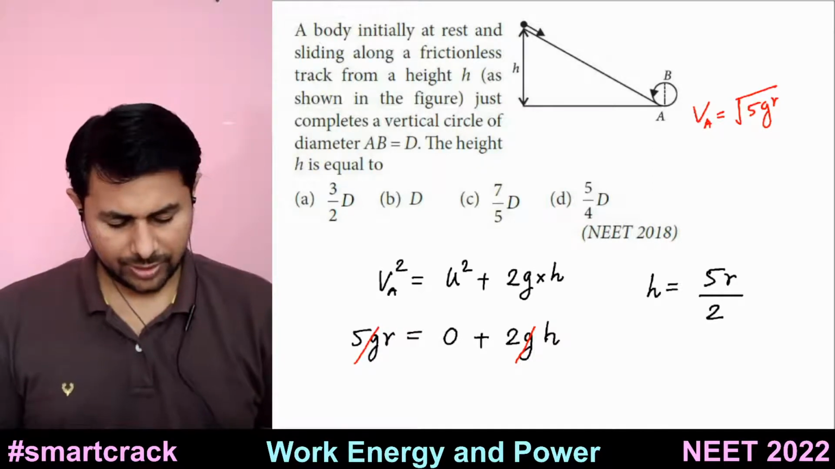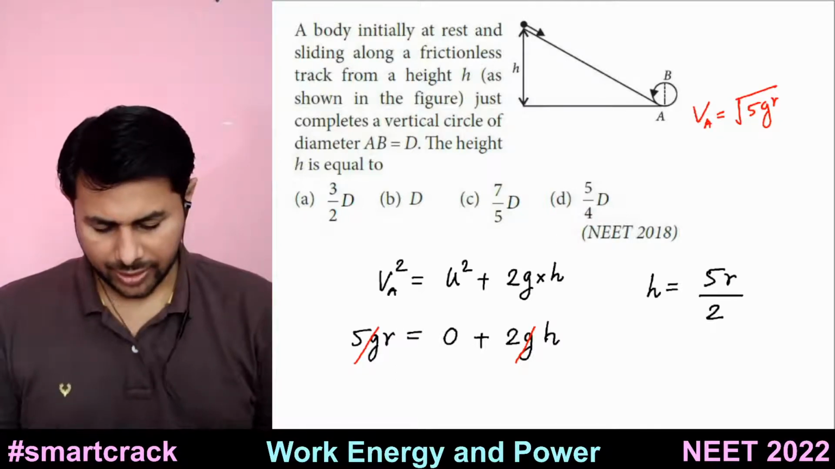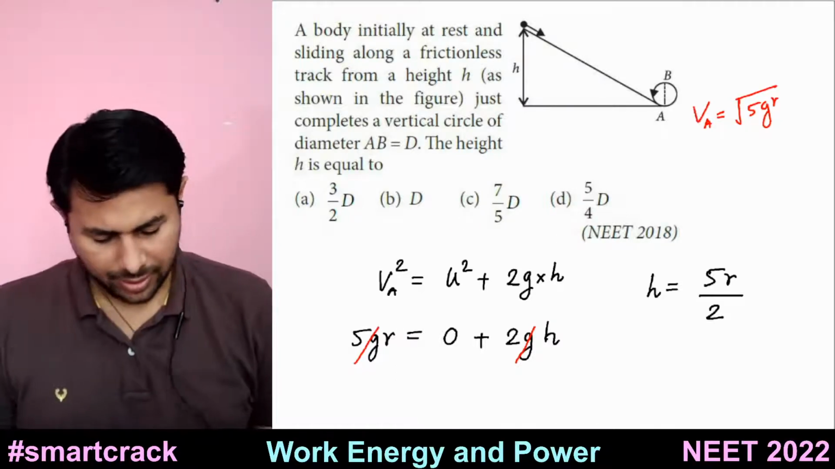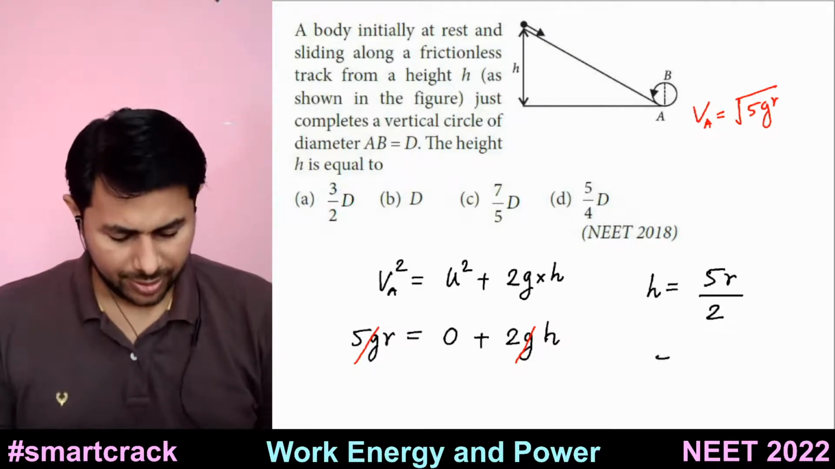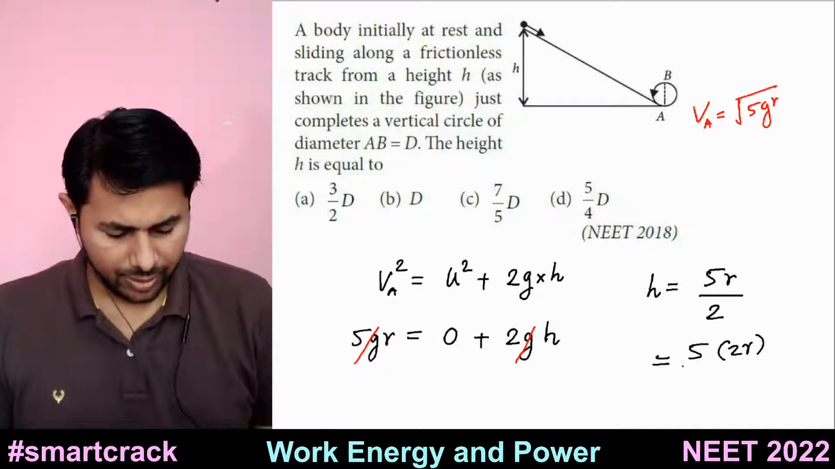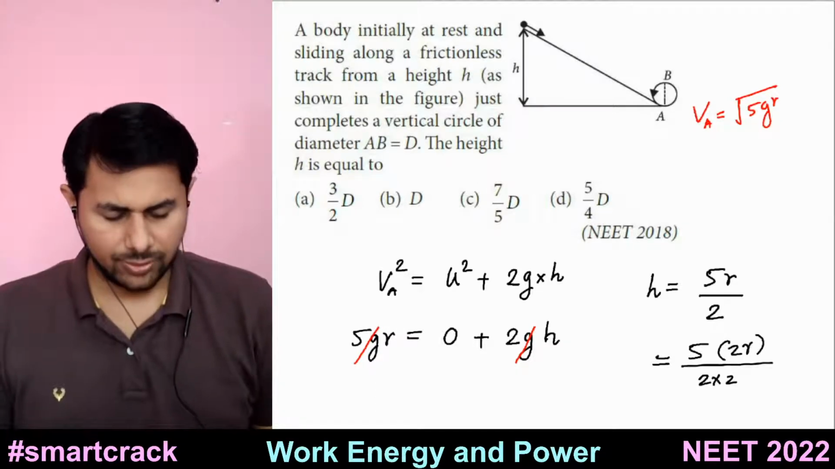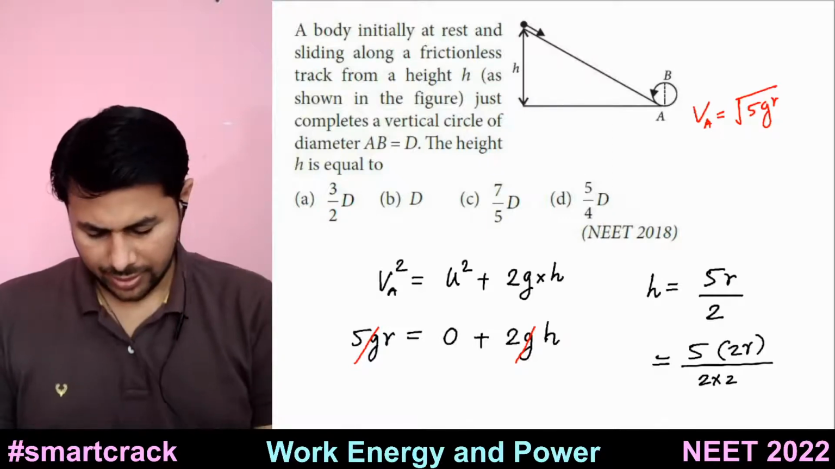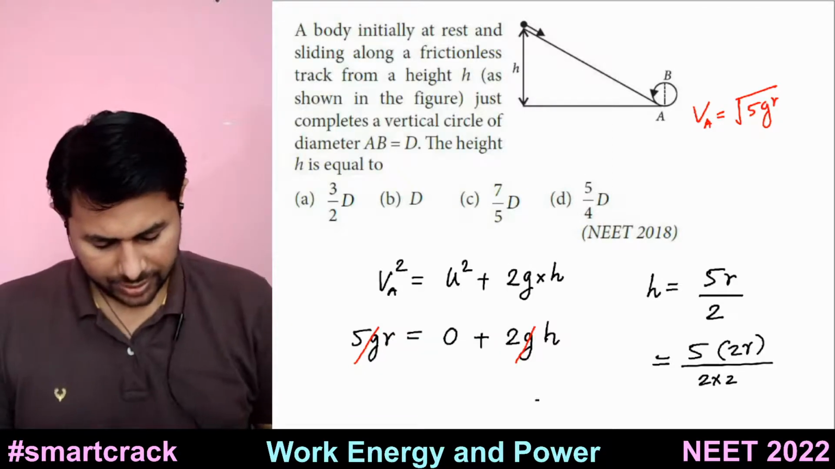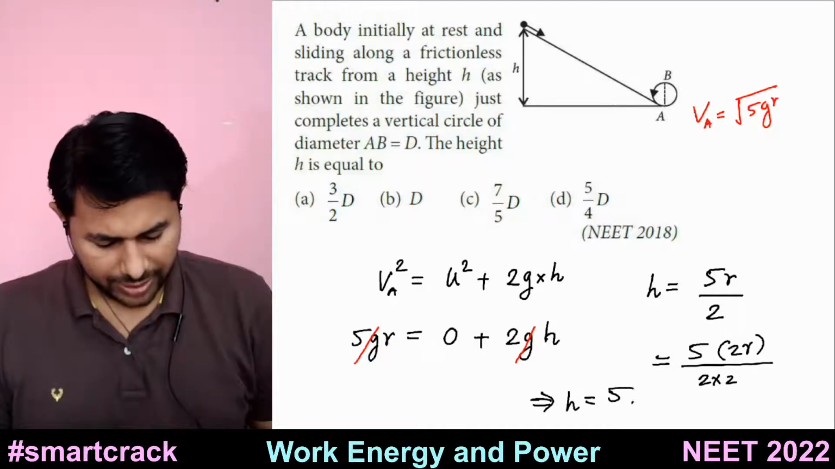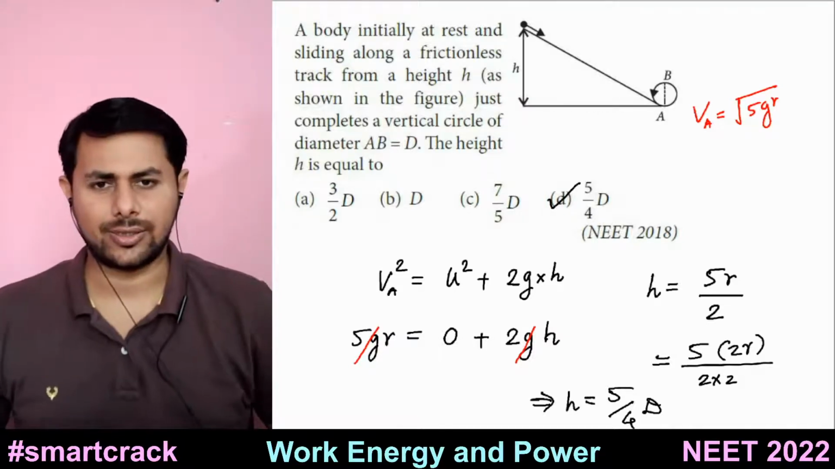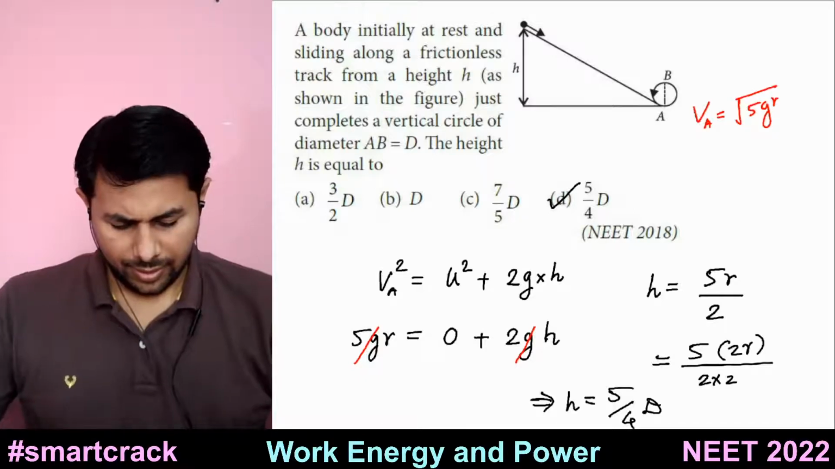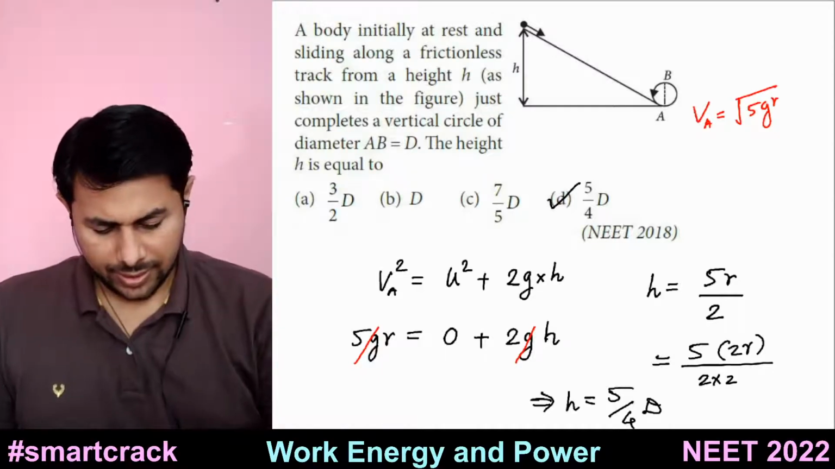If we substitute diameter over here, because the relations are given in terms of diameter, then diameter equals 2 times radius, so we multiply by 2 and divide by 2. It is 5 times 2R upon 2 times 2, and this 2R is equal to the diameter. So h is equal to 5 divided by 4 D. This is the answer. So option D is the answer. Yes, so this was a very simple problem.